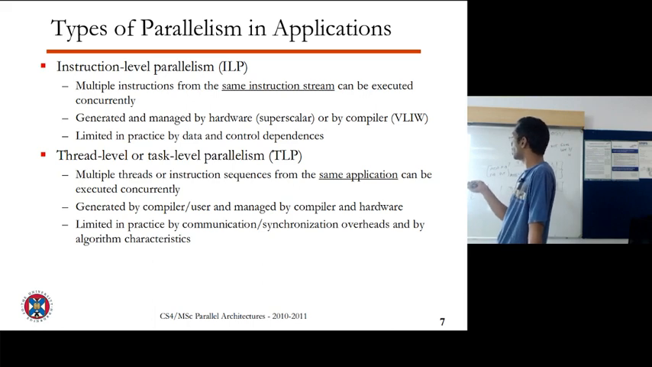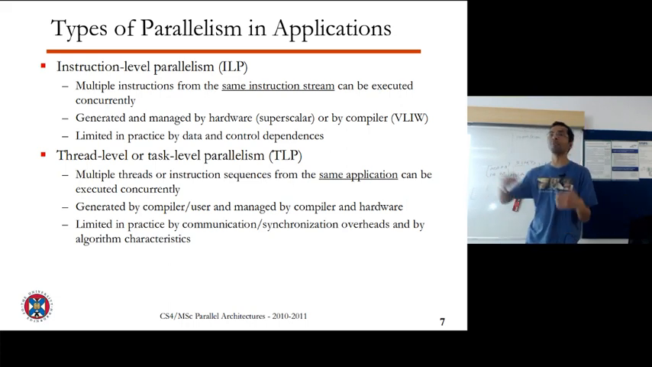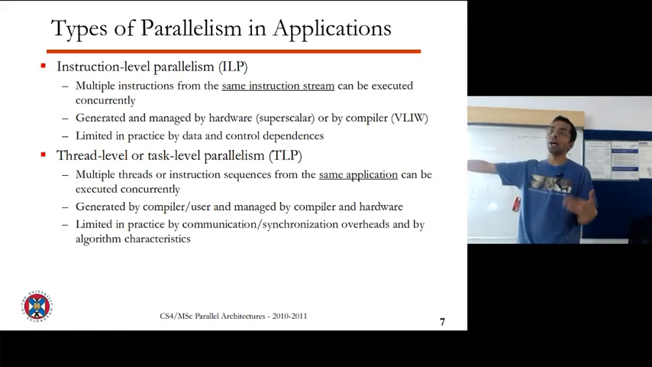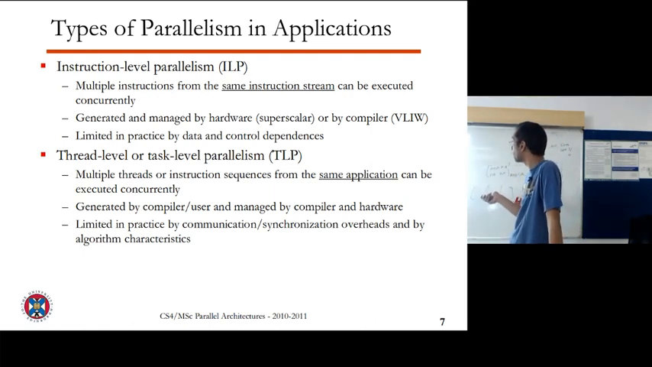So here we had either hardware or compiler, whereas here it is the compiler or user who is managing that complexity, generated by the compiler or user but managed by the compiler and hardware. And this is limited in practice by communication and synchronization overheads, right? So you have to make sure that your first thread completes before your second thread if your second thread needs your first thread's result, for example. Those are the kinds of things you need to manage.